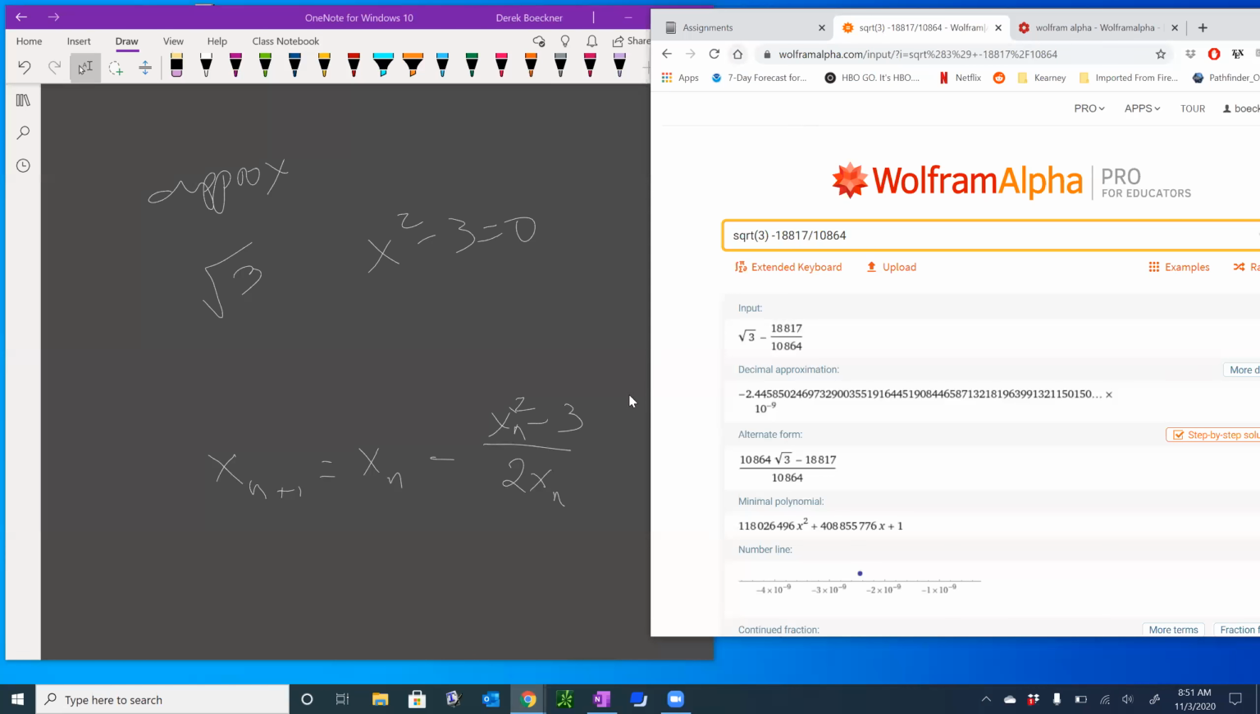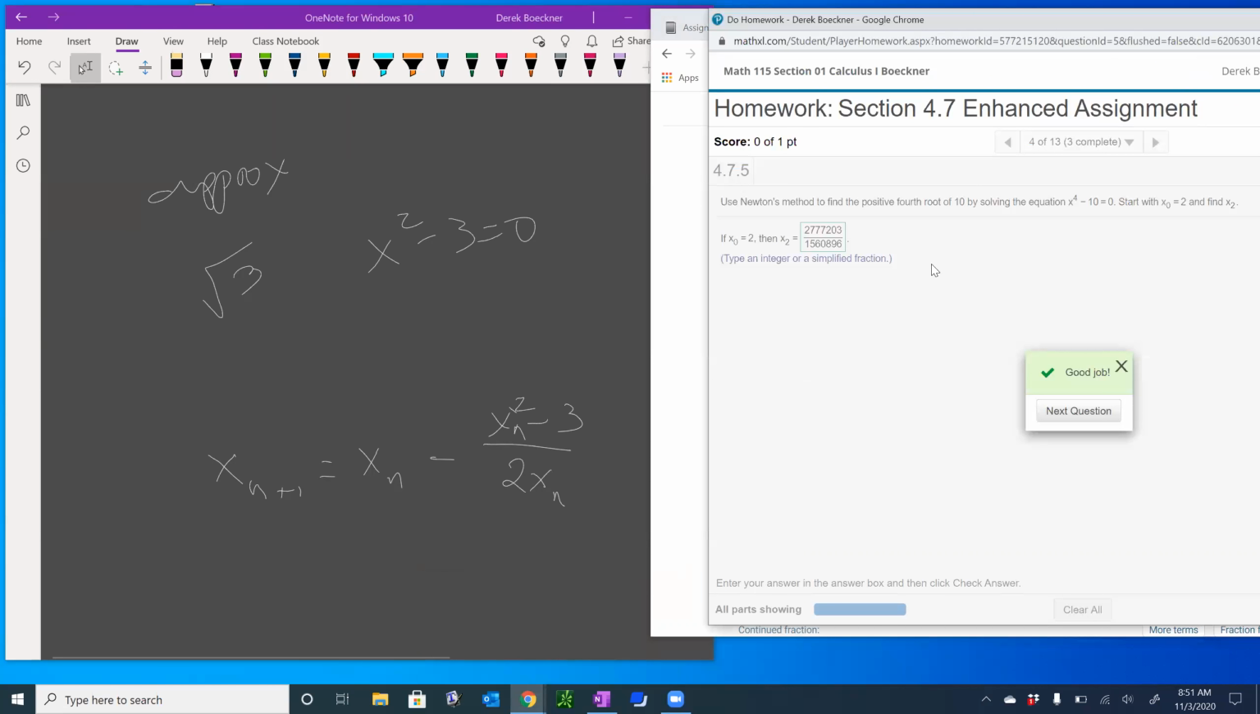So that's what that question in the assignment was kind of talking about. If I want the 4th root of 10, I can use Newton's method and get a really good approximation for the 4th root of 10. Other stuff you guys want to talk about?